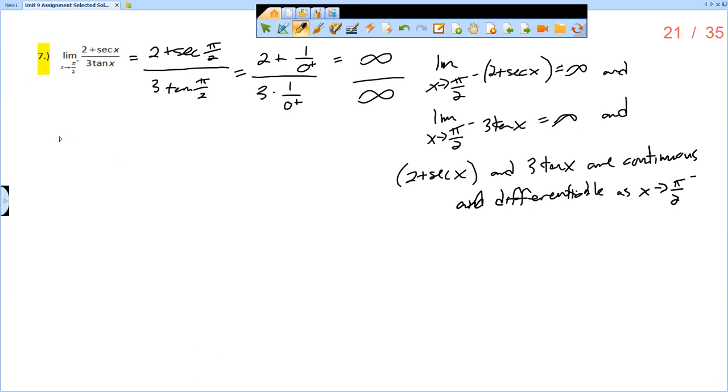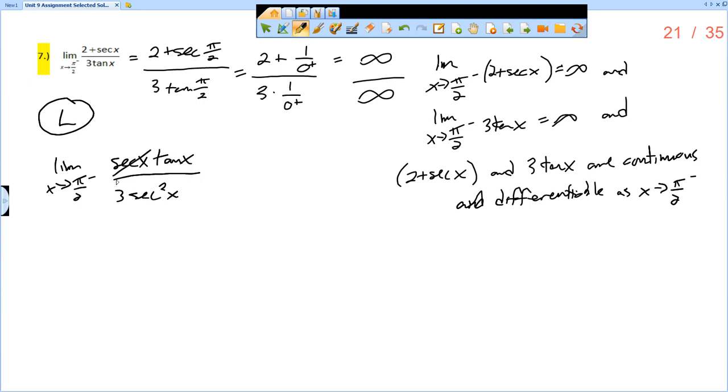All right, and so now L'Hopital's rule can apply. The limit as x approaches pi over 2 from the left of 2 plus secant. What is the derivative of secant? That is secant x tangent x, divided by 3 times the derivative of tangent, which is secant squared of x. So now our secant x can reduce, and I'm left with tangent over secant.